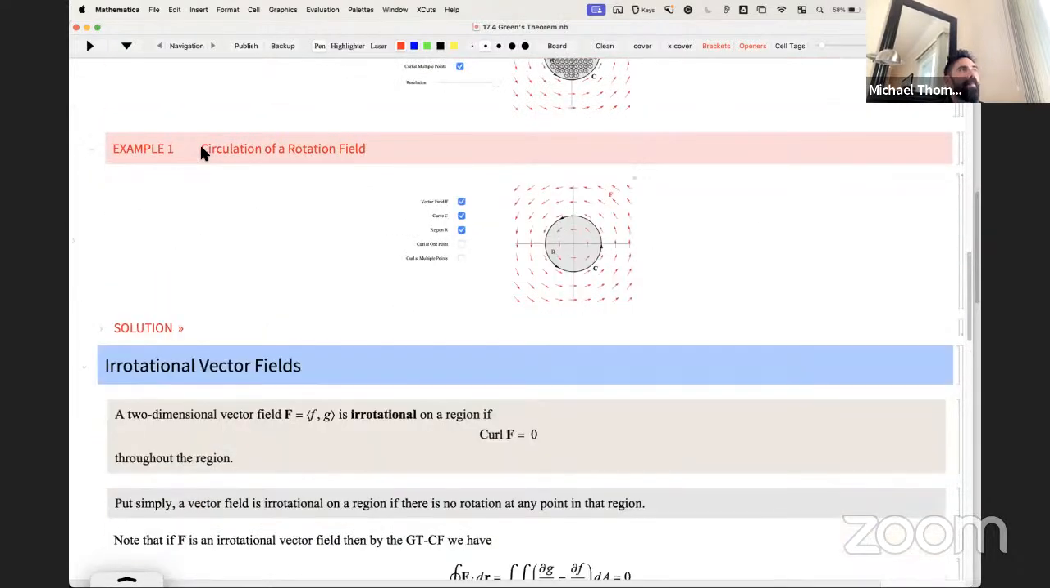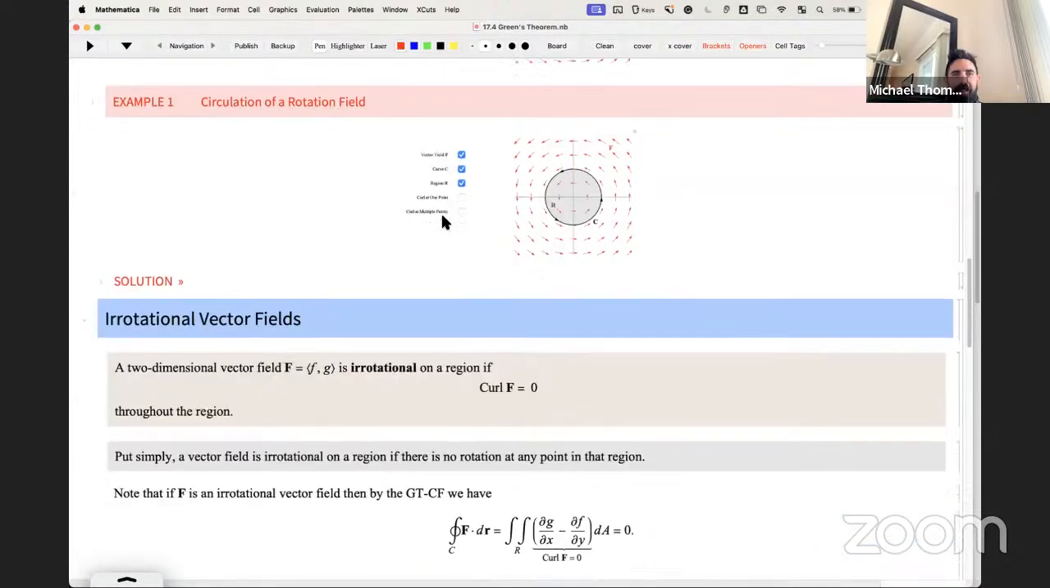Sorry guys, I've got a bunch of stuff going on here. I'm trying to keep my head straight. All right, I'll have to clean this up afterwards.